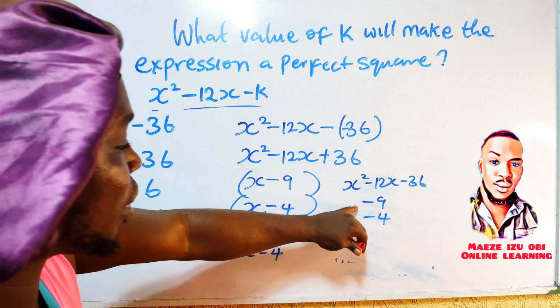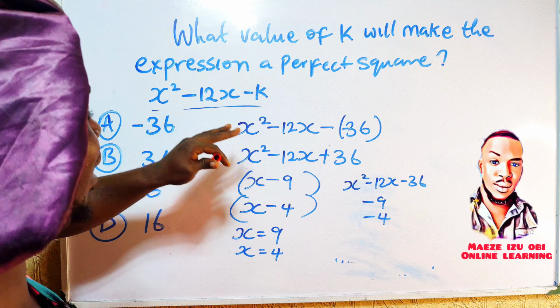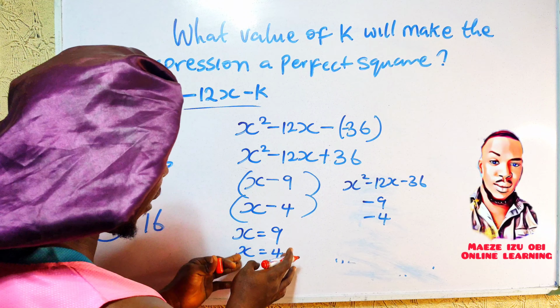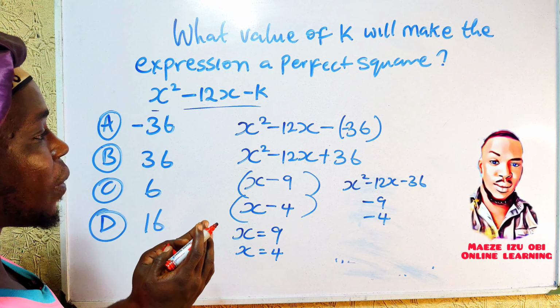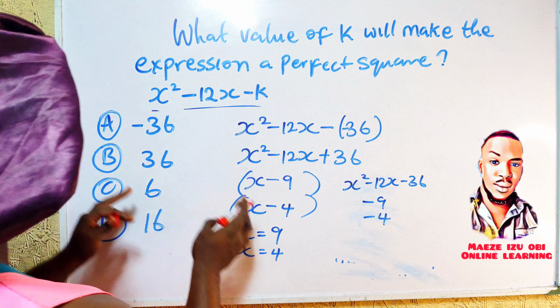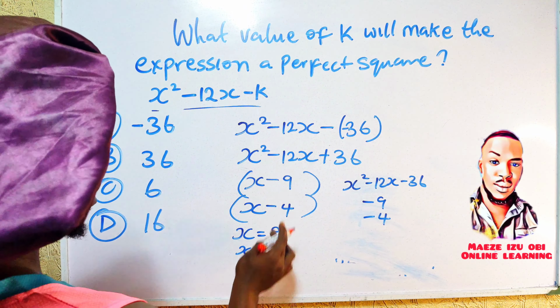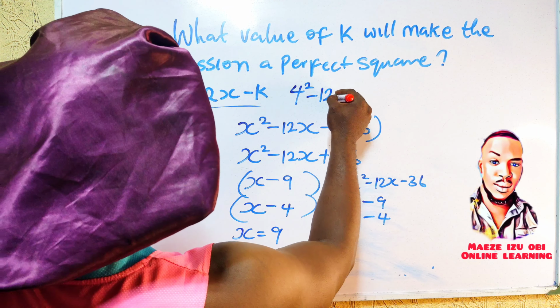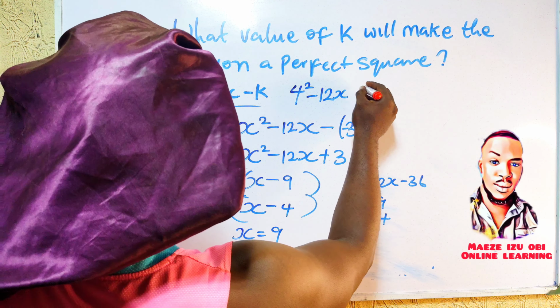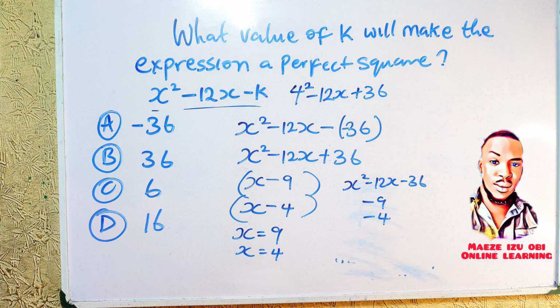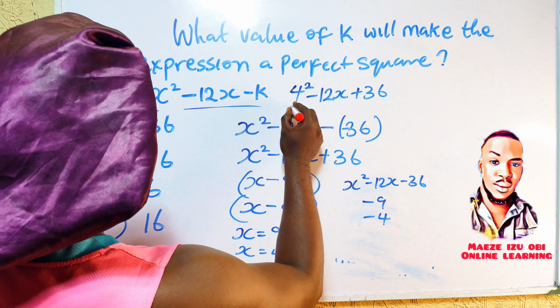Now putting this minus 9 and minus 4 back into the expression, if I put 9 and 4 back into this expression, automatically I'm going to get a perfect square. How? Let me use 4. Because we say that x is 4, 4 raised to the power 2 minus 12x plus 36. So now it's going to give you 16.